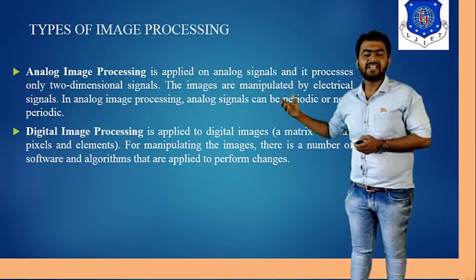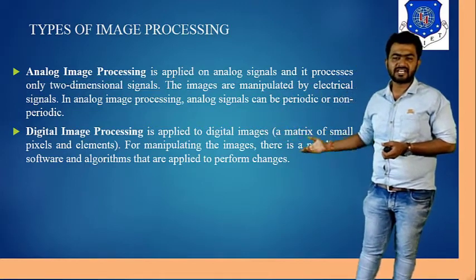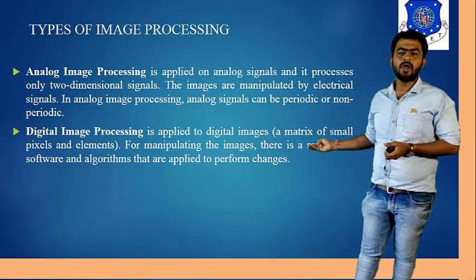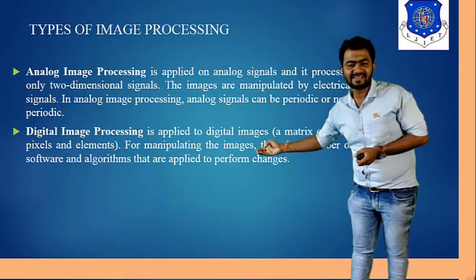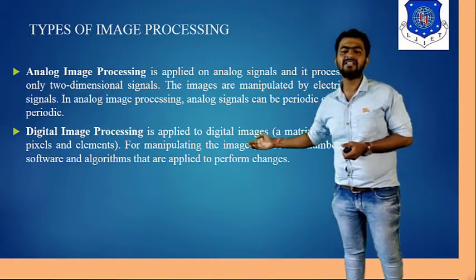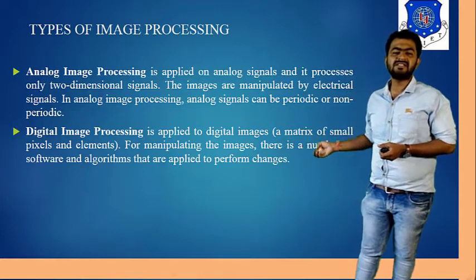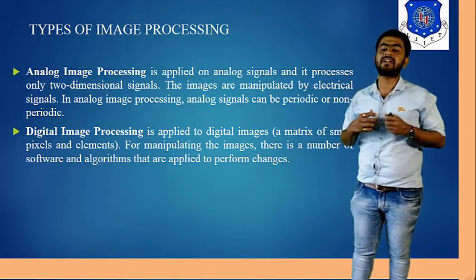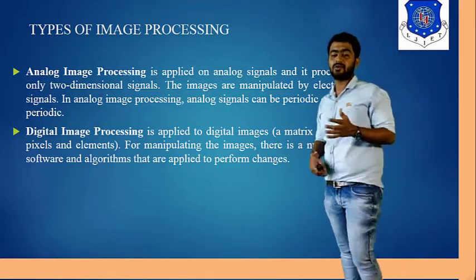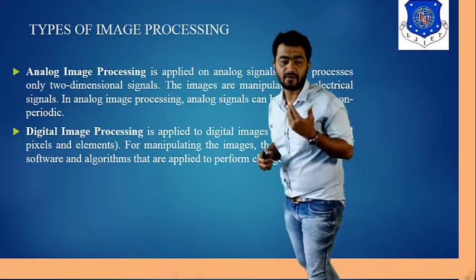So as you can see, digital image processing is applied to digital images in terms of a matrix of small pixels and elements, and for manipulating the image there are a number of software and algorithms that are used to perform different types of operations.